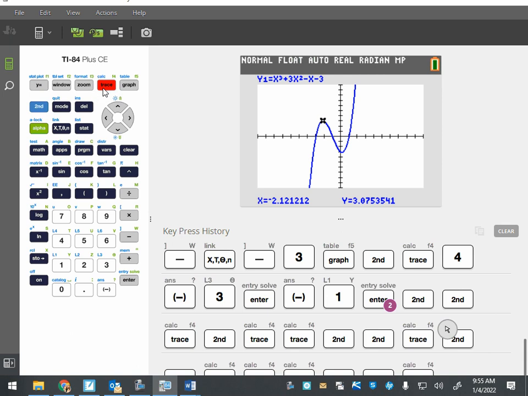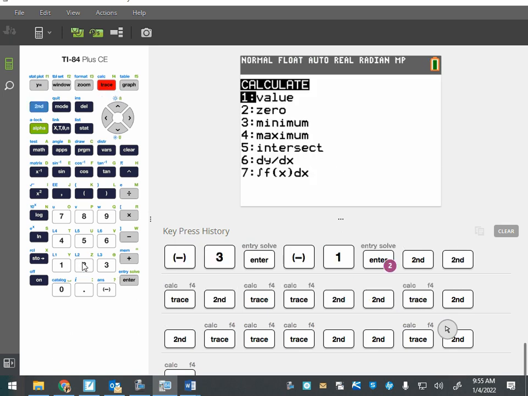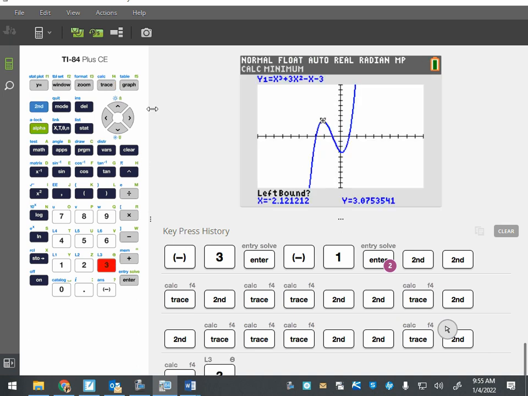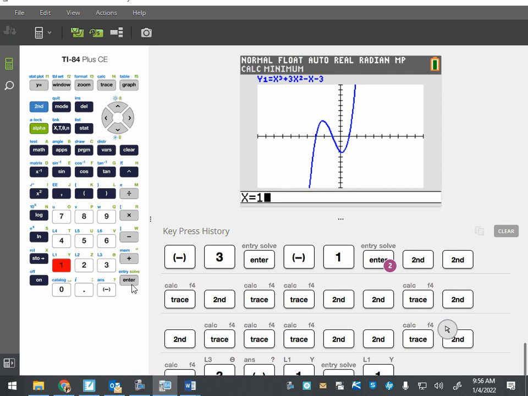Okay, you guys do this right now. Second trace and press minimum. Okay, totally up to you. You could do the x-intercepts. If you do the x-intercepts, the left one, I would use -1. The right one, I would use +1. Okay. There it is. Okay, so my minimum.